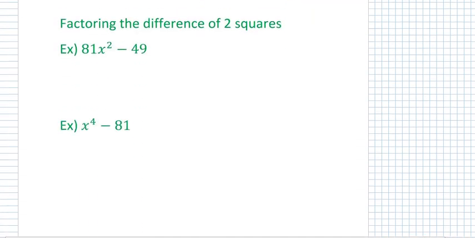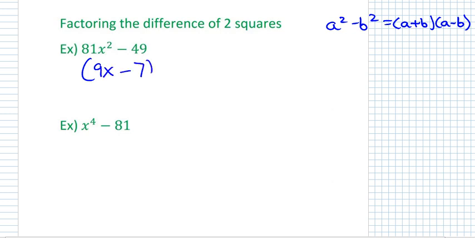Factoring the difference of two squares. Remember, difference of two squares, a squared minus b squared, is the same as a plus b and a minus b. So you have to take the square root of the first term, which for 81x squared is 9x, and the square root of the second term, which is 7, so it's 9x minus 7, 9x plus 7.